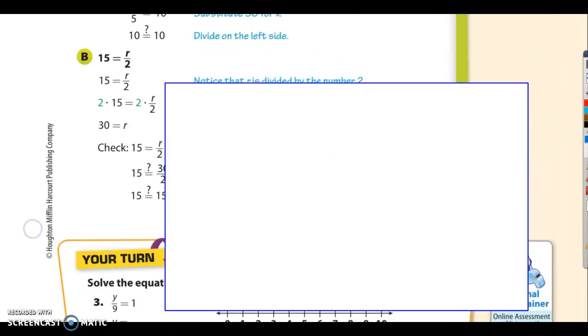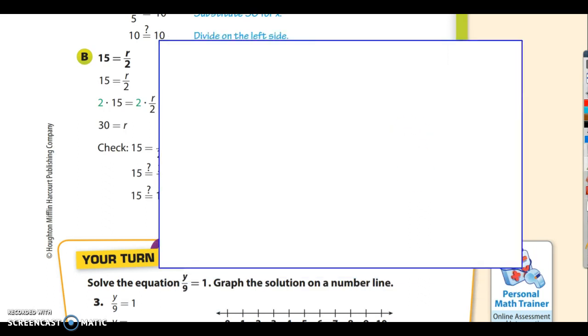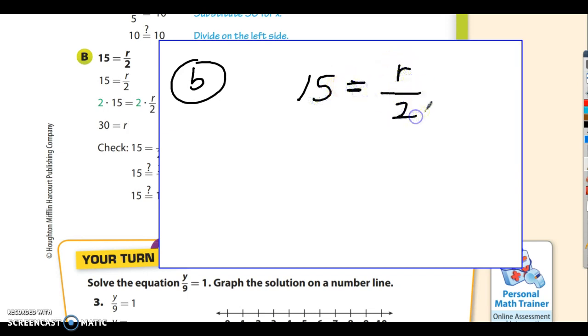We're on B. B is 15 is equal to r divided by 2. What kind of operation is this? It's division. How do we solve division problems? We multiply. We're going to multiply by 15. No, we're going to multiply by 2. The reason why we multiply by 2 is because we always multiply the number that goes with the variable. And in this case, the number that goes with the variable is 2. So I'm going to multiply by 2.